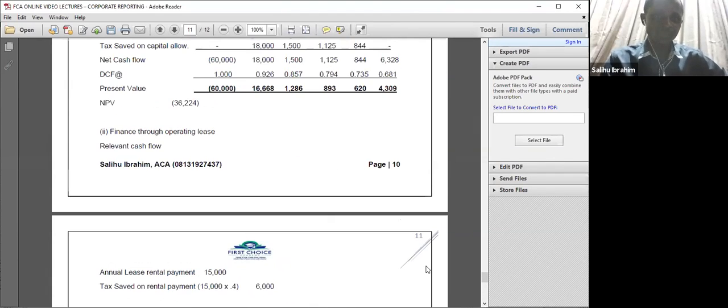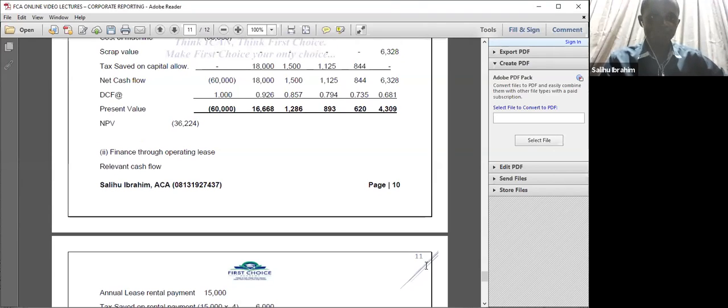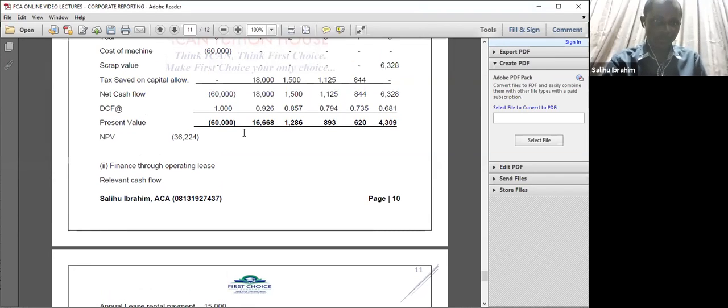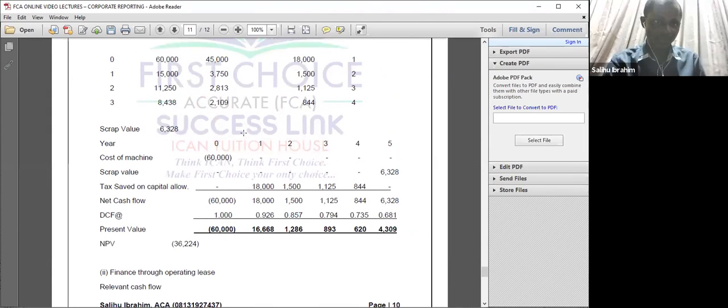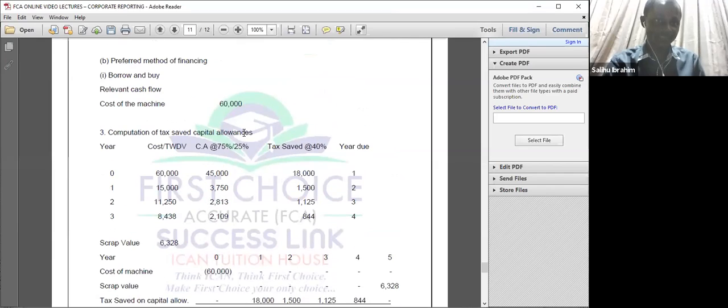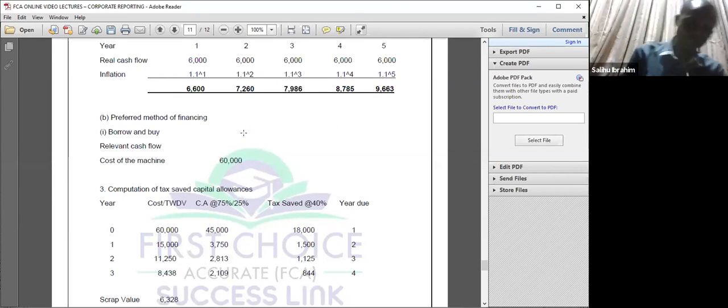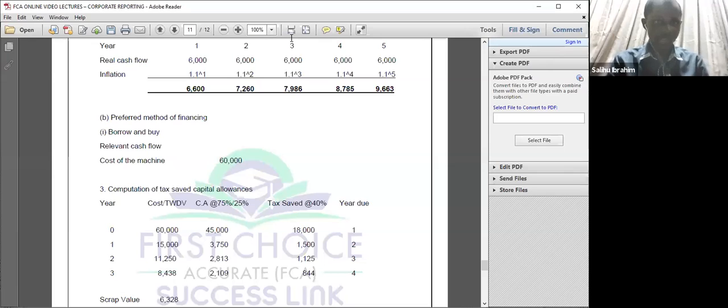Okay, excuse me. I jumped one thing here. Before finance through operating lease, excuse me, let me take water. Okay, sorry. It's not a mistake. This B is correct. I was thinking I jumped the first part of the solution. I didn't jump, it is there.